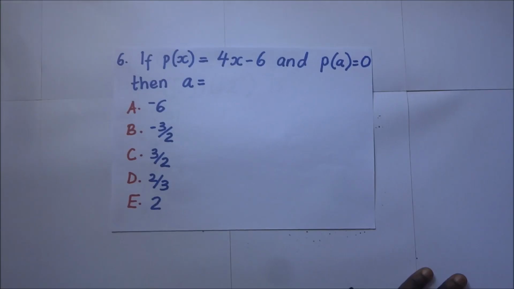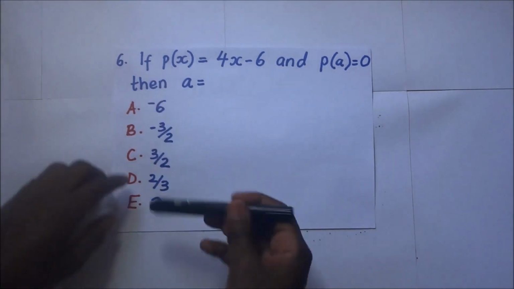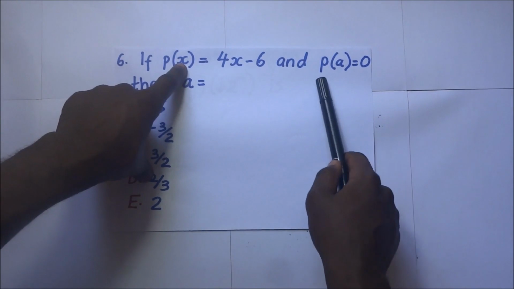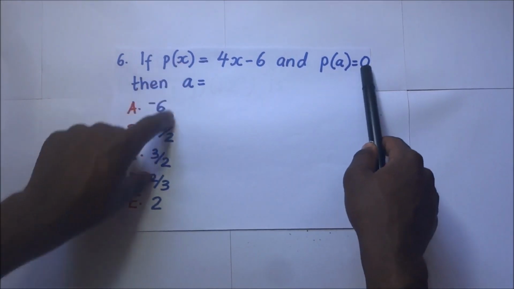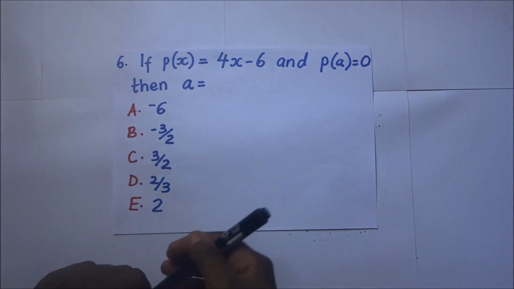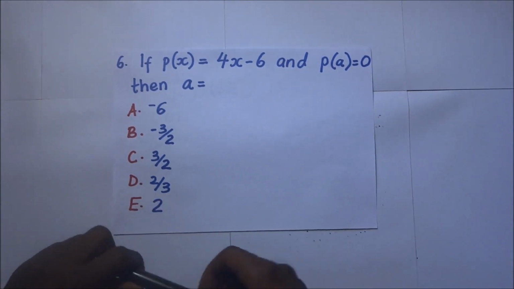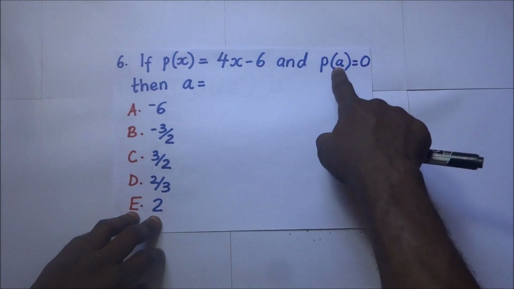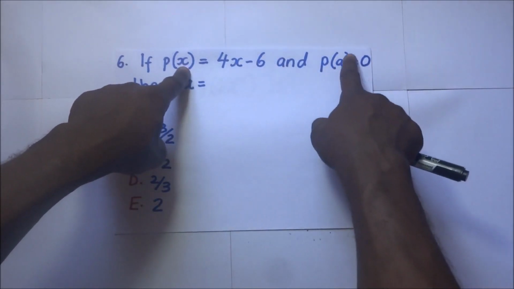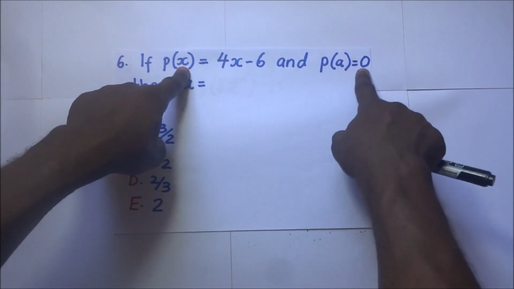So in this question, they are telling us that if the function p where x is the input is given by 4x minus 6, and p where the input is a is equal to 0, then what is the value of a? Of course, they're telling us that when we put a in the place of x, the overall function is 0.